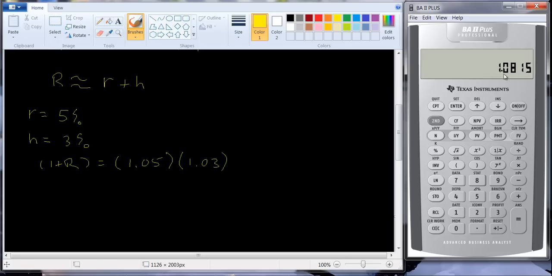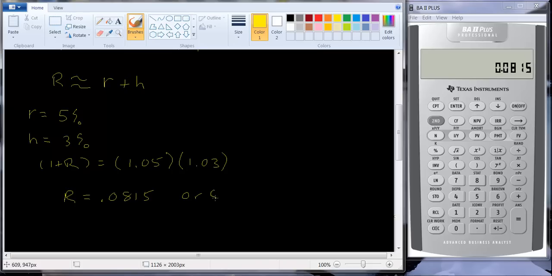so we get 1.0815, and then we subtract 1 from both sides, so we'll get that the nominal rate is equal to 0.0815, or 8.15%. Okay? If we use the approximation, it gives us a pretty good guess. It says it's the real rate, which is 5%, plus the expected inflation rate, which is 3%, which is 8%.